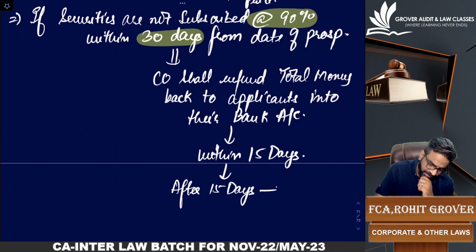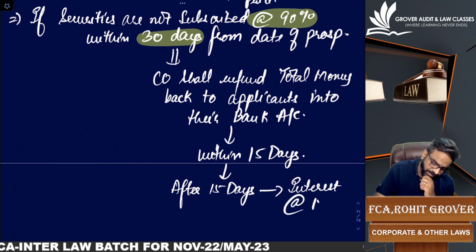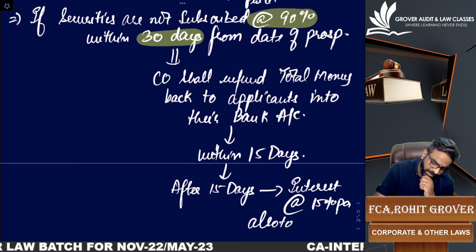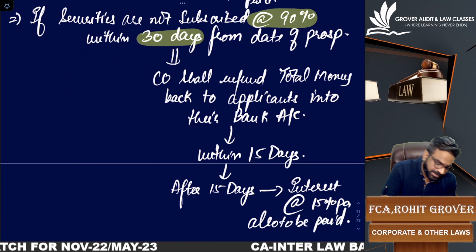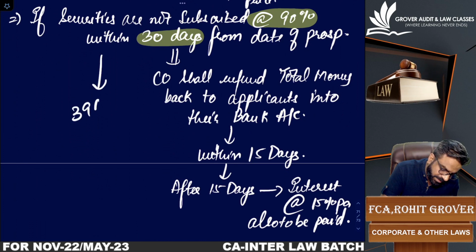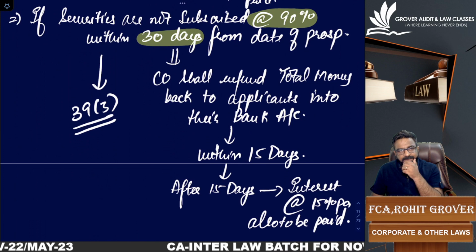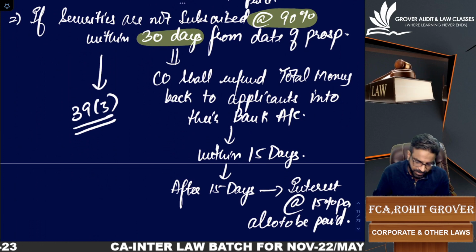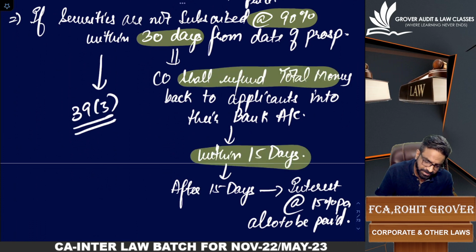Yes, after 15 days, interest at the rate of 15% per annum is also to be paid by the company. And you know what this is? This is called section number 39, subsection 3. What is the section number, everyone? 39, subsection 3. So whatever I have written, this is called section number 39, subsection 3.